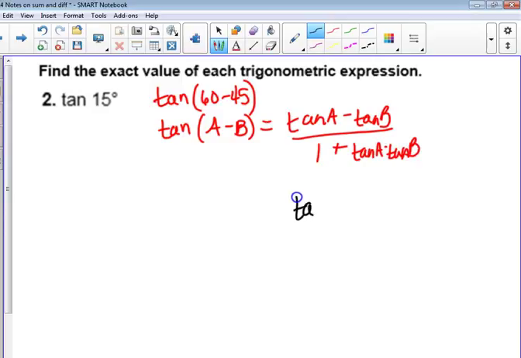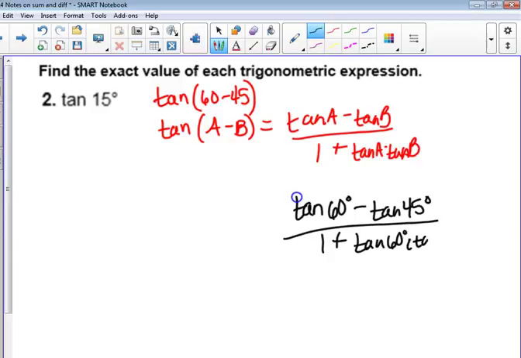If I put the A and the B in, I get the tangent of 60 degrees minus the tangent of 45 degrees all over 1 plus the tangent of 60 degrees times the tangent of 45 degrees. I know one of those is nice. Tangent of 60, if I go to 60 degrees and I put the y over the x, I get what? One over square root of 3 or square root of 3 over 3.